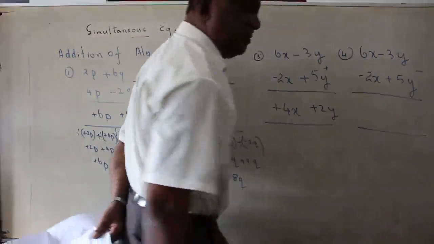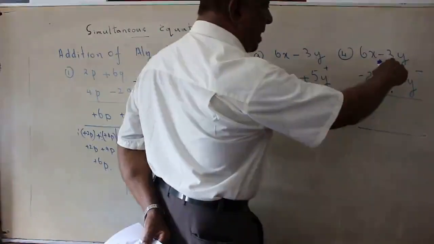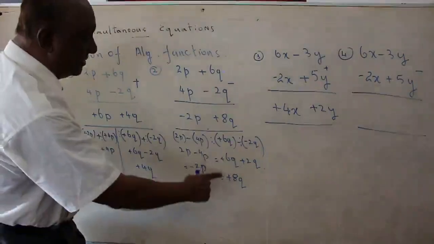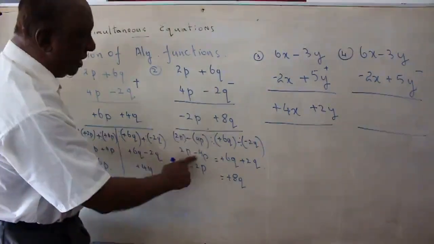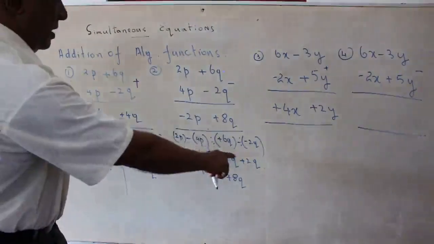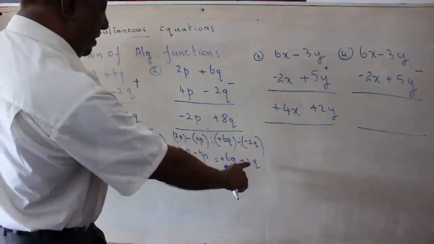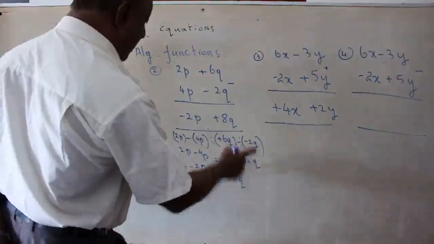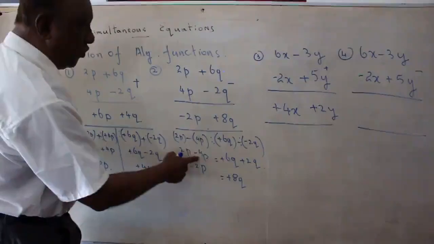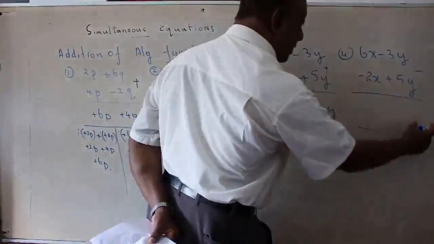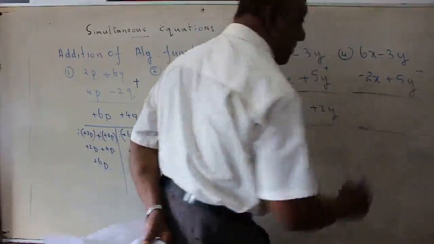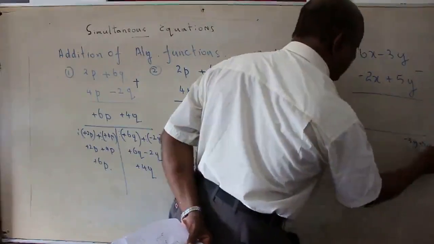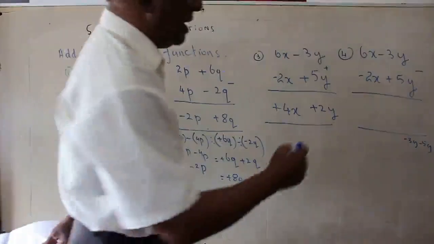Subtraction. Minus 3y, sign will change. I have shown you here the sign changes. Sorry, it will be here minus 2q and that will be plus 2q. Can you see the sign change? The plus 4p changes to minus 4p. Therefore, in subtraction, the sign changes. Bottom line sign. So this will become minus 3y minus 5y. You must remember that. It will become minus 8y.